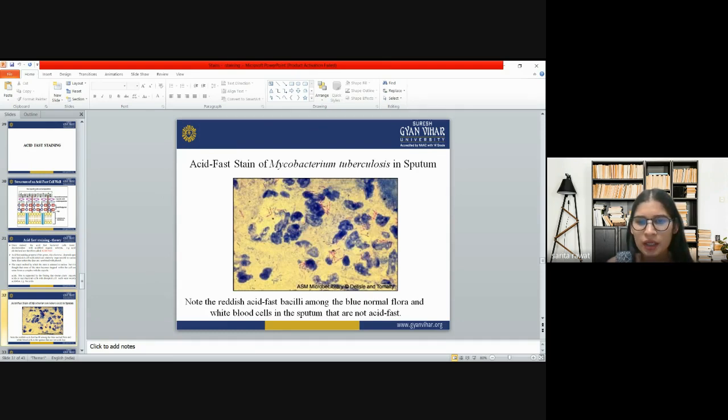So this is the acid fast staining. As you can see, the dye turns the bacteria a violet color. This is acid fast staining of Mycobacterium tuberculosis in sputum. Reddish acid fast bacteria are seen among the blue normal flora and white blood cells in the sputum, which are not acid fast. As you can see, the bluish ones are the normal flora, these reddish ones are the acid fast bacilli, and the white part is our blood cells in the sputum.